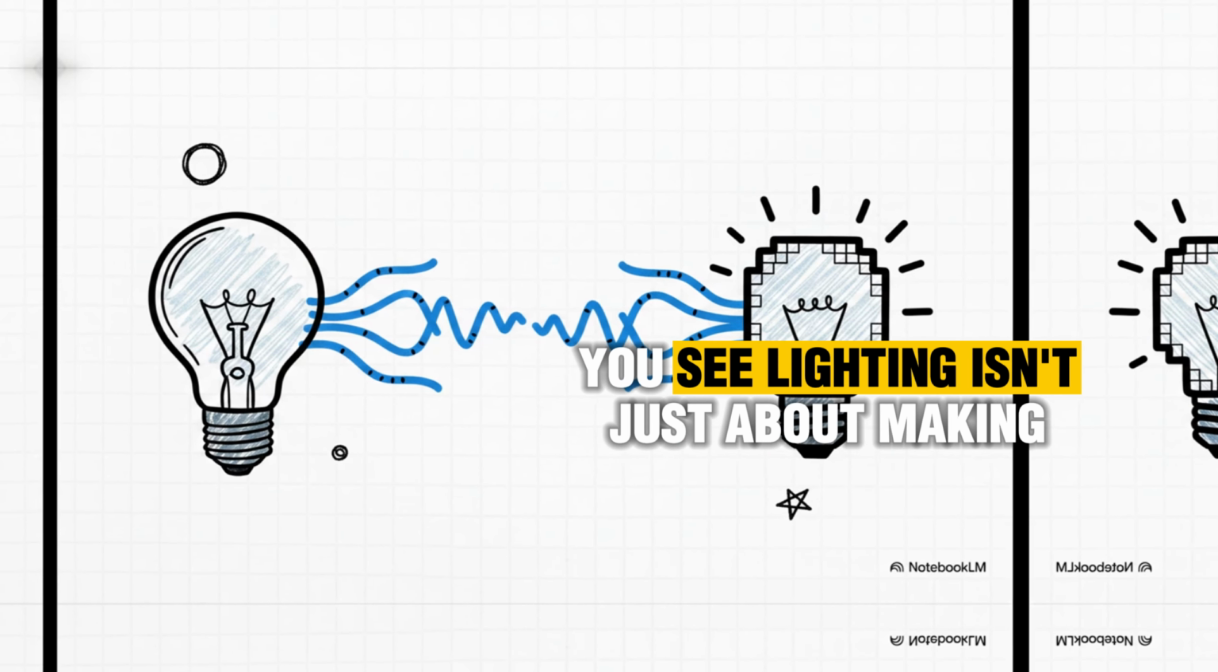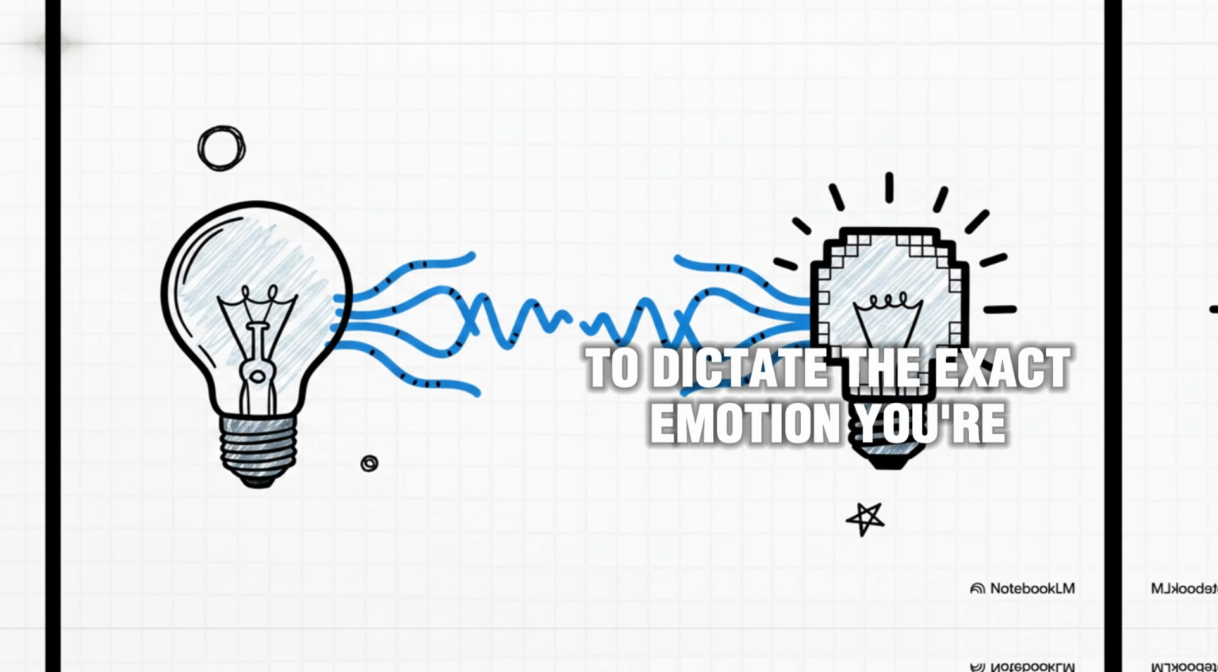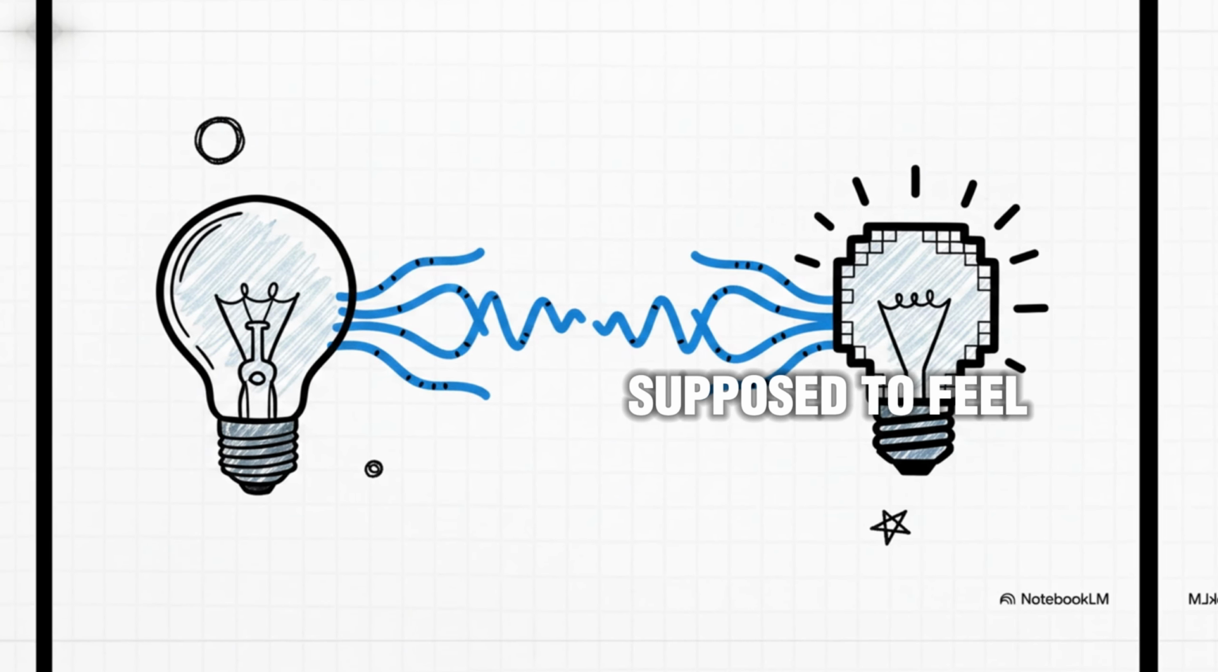Up next, Section 3, sculpting with digital light. You see, lighting isn't just about making things visible. It's a digital cinematographer's ultimate tool to dictate the exact emotion you're supposed to feel.